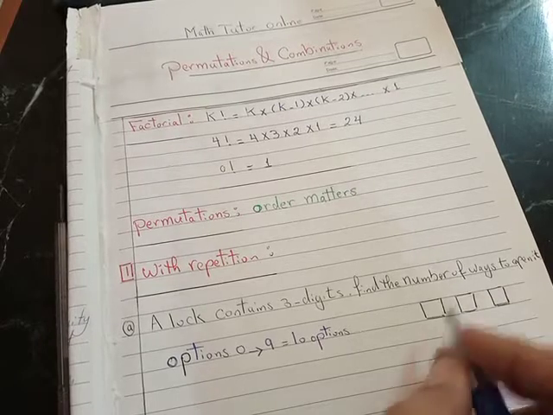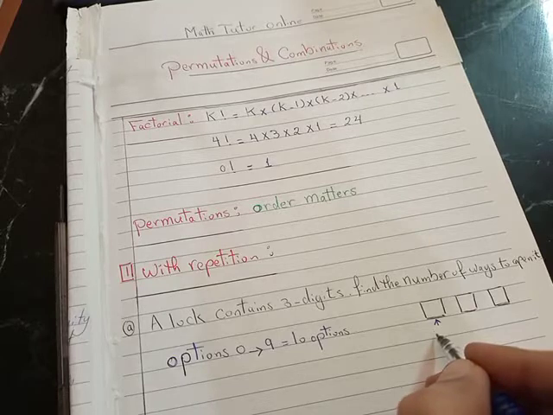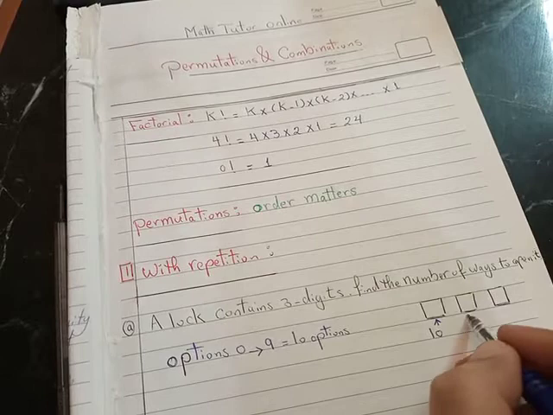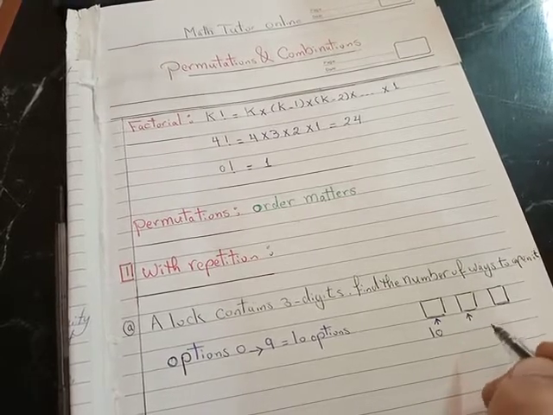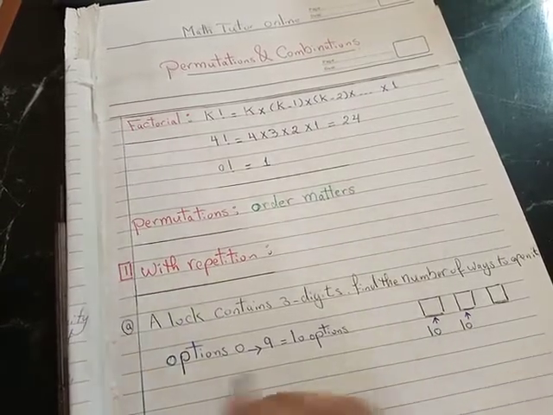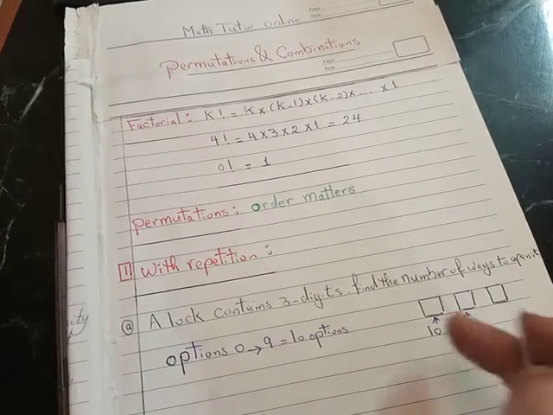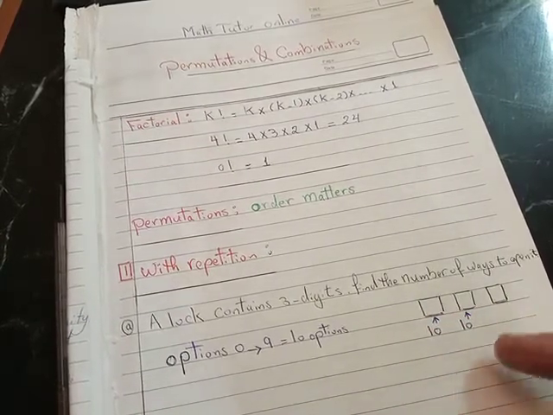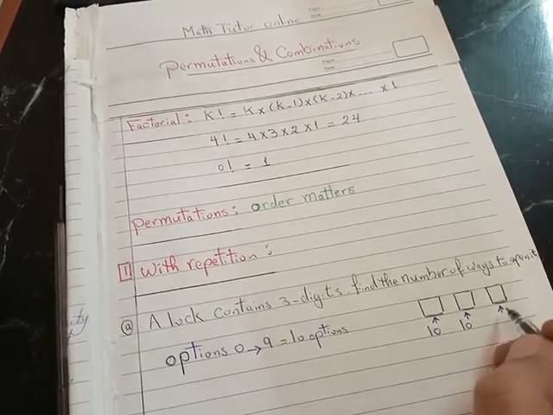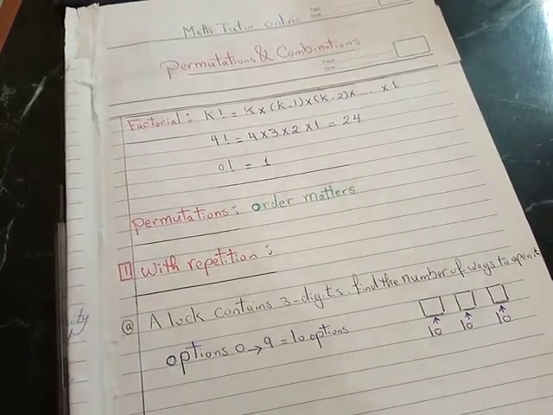So when we fill the first digit, we have 10 options to choose from. And when we fill the second digit, again we have 10 options to choose from, because nothing is excluded, nothing is removed. Still the 10 options will be available. And again, for the third digit, we have 10 options to choose from. That's because repetition is allowed.